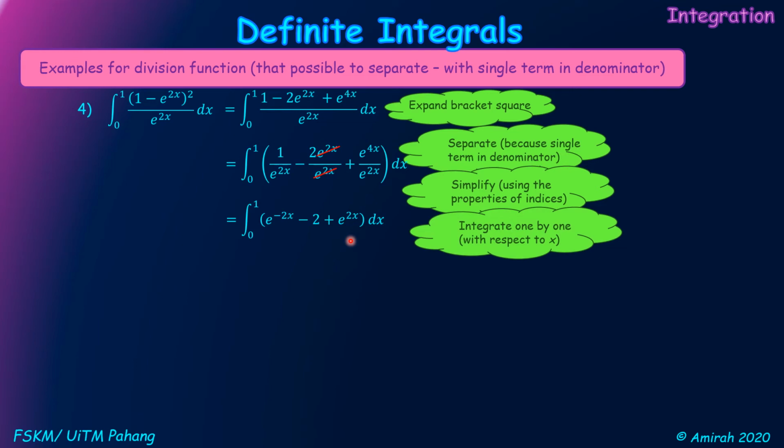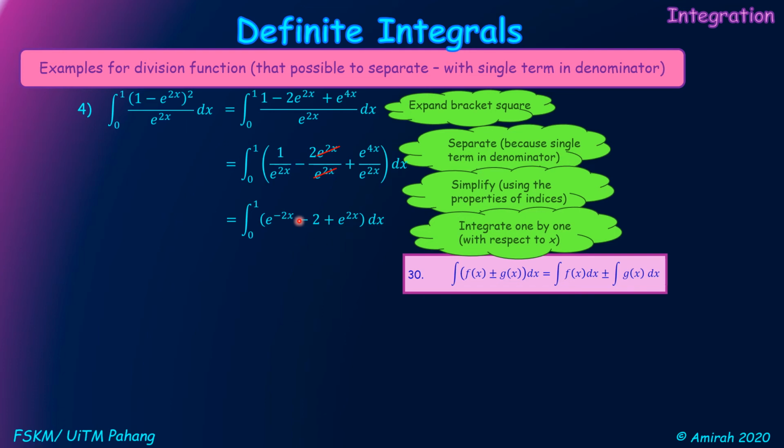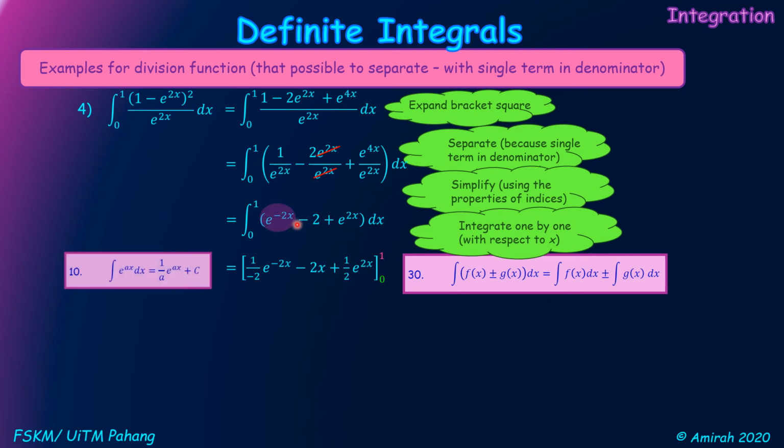Alright, after that, we can integrate 1 by 1 with respect to x because in between is a plus and minus sign. If we have a plus or minus sign in between, we just integrate 1 by 1. Alright, now we want to integrate e to the power of 2x. So we can use this formula: integration of e to the power of ax dx, where a means any constant, equals 1 over a e to the power of ax, plus c for indefinite integral.